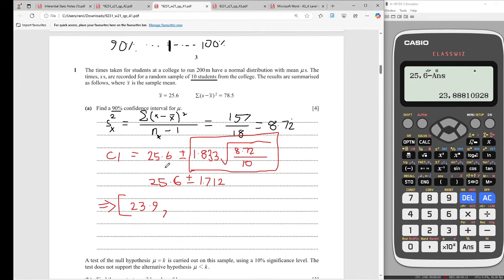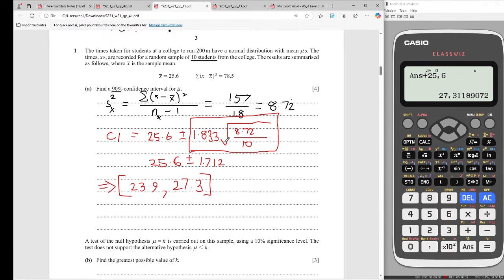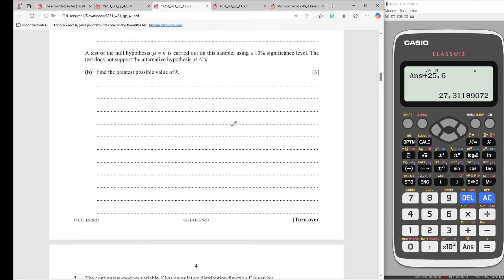How do we get this value here? You could calculate it again, or just use 25.6 minus your x value to get the value back, and then we add that with 25.6, which is your y value. So you get 27.3, and that's our confidence interval. Worth 4 marks. I completely agree with the marking, of course, because they've given us most of our points needed.